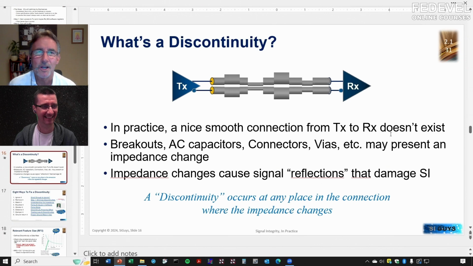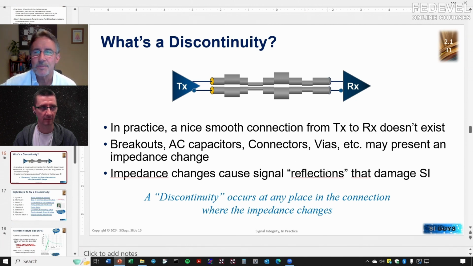So I like this picture. If we had animated it, you would have seen a perfect silver transmission line. But discontinuities take that nice smooth transmission line, and it was 100 ohms, now it's 120, now it's 75. That's what I'm graphically trying to show right here. There are things we do or don't do in our PCBs and our connections that make what should have been a nice clean connection kind of messy, right?